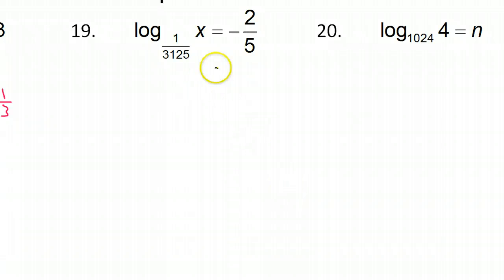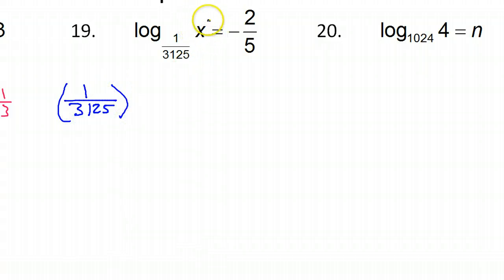Now, number 19. Let's do the same thing. Let's write this in the other form. Now, this is the base. So always start with the base. So that means 1 over 3,125. That base. Okay, now these two guys are going to switch places, basically. So I'm going to have negative 2/5 power equals that x.